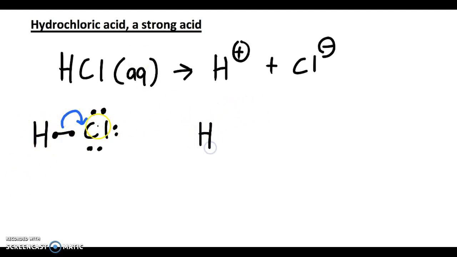So H lost its electron. Electrons have a negative charge, so if it lost a negative charge, it's now positive. And this chlorine here took that electron. It took a negative charge, so therefore this guy has a negative charge. And if you look here on the left, there's no charge. If you look on the right, the plus and the minus charge also gives you a sum of no charge.